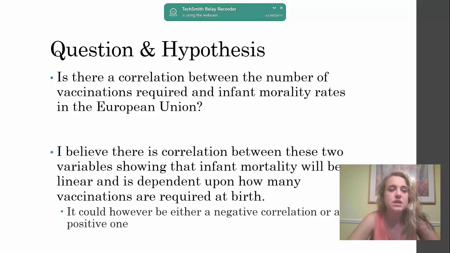So the question I asked was, is there a correlation between the number of vaccinations required and the infant mortality rates in the European Union? And my hypothesis states that I do believe there will be a correlation between these two variables, showing that infant mortality rate will be linear and it's also dependent upon how many vaccinations are required at birth.